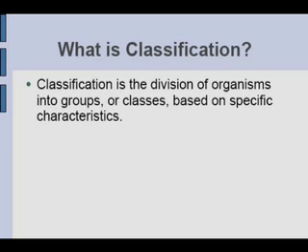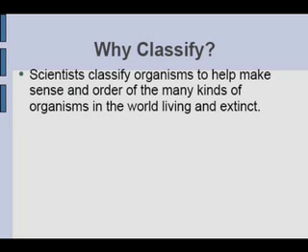Classification is the division of organisms into groups or classes based on specific characteristics. These characteristics can include the anatomy or DNA sequence of organisms. So some of you may be asking, why classify? Scientists classify organisms to help make sense and order of the many kinds of organisms in the world, living and extinct. Basically, scientists want to know which organisms are more closely related to which other organisms.